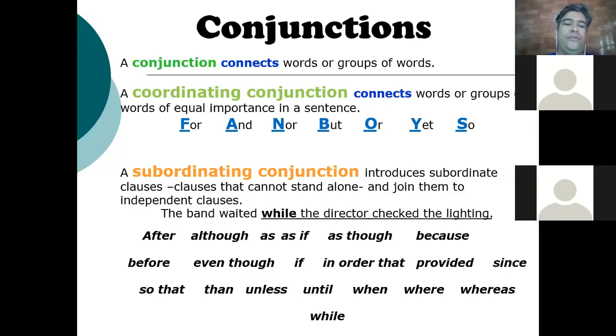So, introduces subordinate clauses. Clauses that cannot stand alone. And join them to independent clauses. Ya lo habíamos explicado anteriormente, while he watched TV. You understand? Esto es una subordinating conjunction, o una dependent clause también, una independent clause es la otra cosa. Entonces, the band waited while the director checked the lightning. The lightning es la iluminación. You understand?